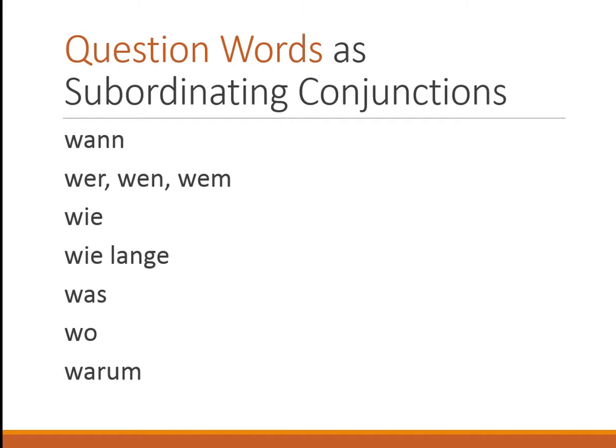So some of the best question words in the German language begin with W. Haha. So here's a list of them. Wann, so when. Wer, wen, wem, so who, whom, and whom. Noticing that this whom is accusative and this whom is dative. Wie, how. Wie lange, how long. Was, what. Wo, where. Warum, why. Usually the answer to that is because.